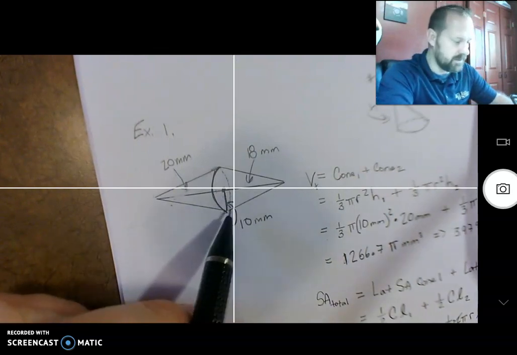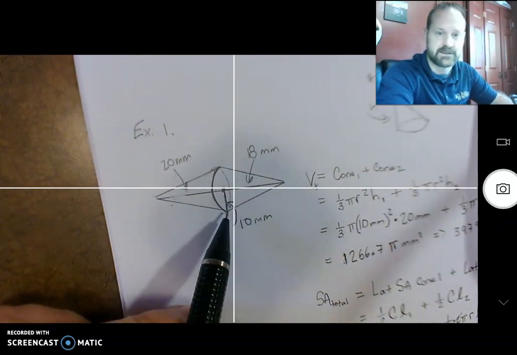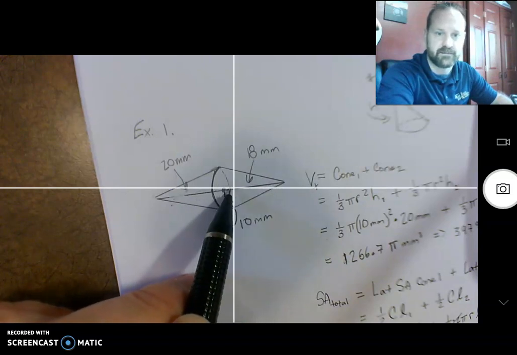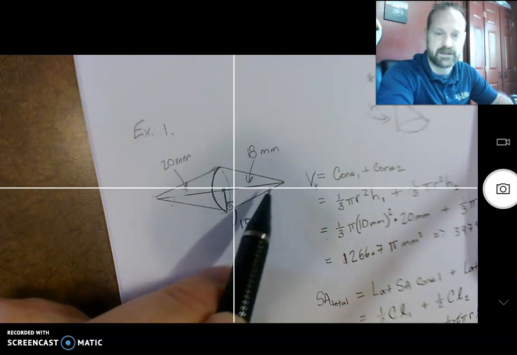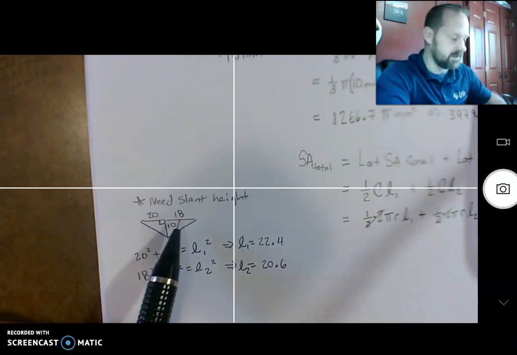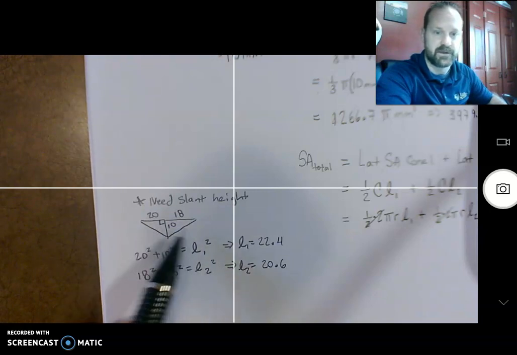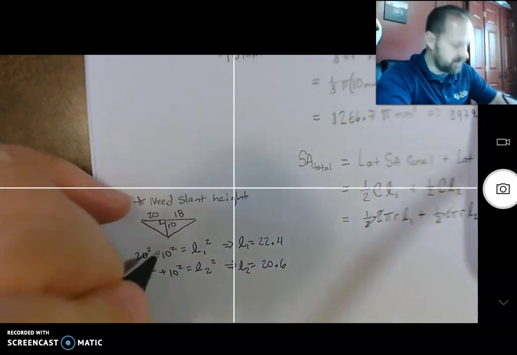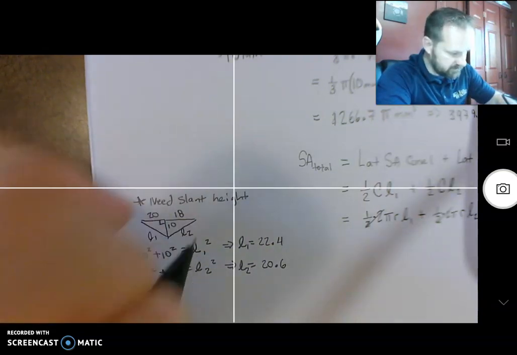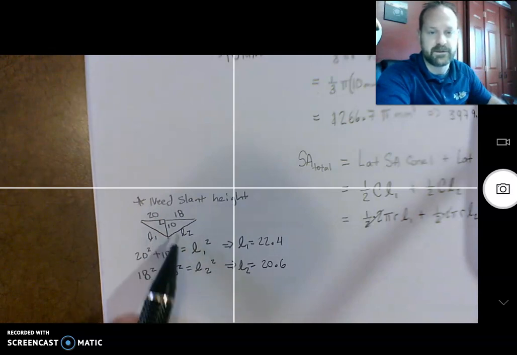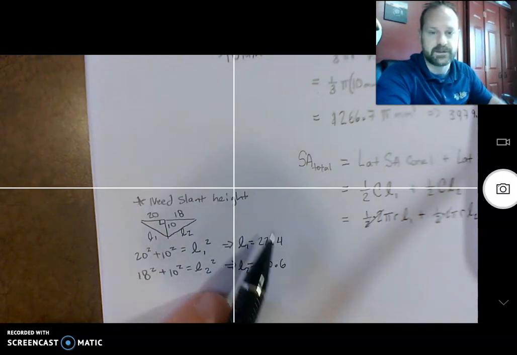Slant height, remember, is this. This is height, the 90 degrees height of the cone, but slant height is this. So down here I need the slant height. I just made some little triangles. We know that's a right angle, so we can find the hypotenuse of both of these. So 20 squared plus 10 squared equals L1, and L2. So I want this and I want this. So booyah, rounding to the tens place.